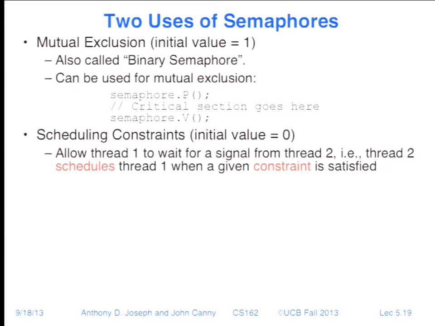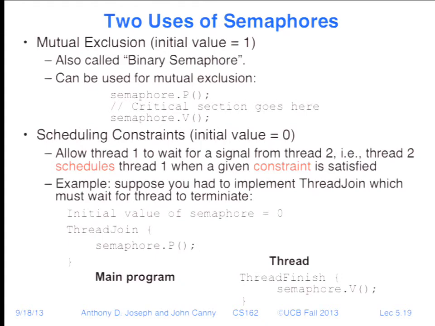A second thread can tell the first thread that it's okay to proceed by executing a V on that semaphore. And we'll see rather complicated ways of doing that later. So a common example of this is thread joining.